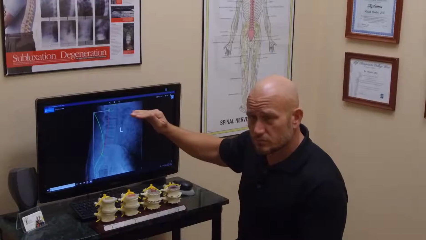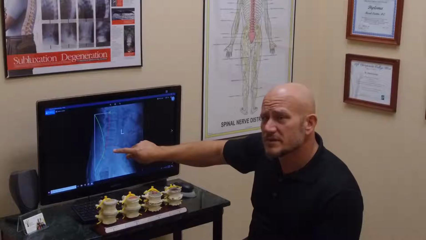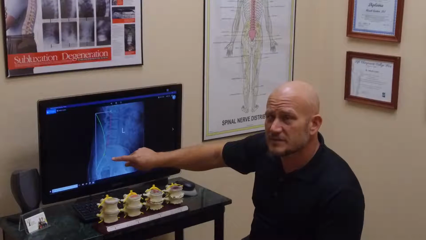So the effect of that is not only pain, maybe pain down the leg, numbness and tingling in the toes, muscle spasms and muscle weakness, which this patient had all of, but we also see premature aging because we can see degenerative disc disease down here at L4, L5, and L5-S1.